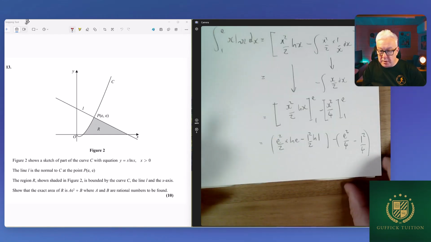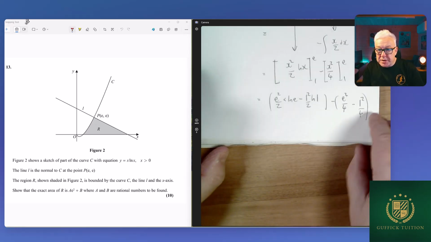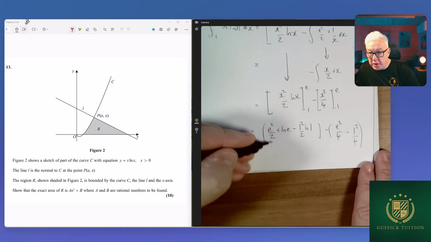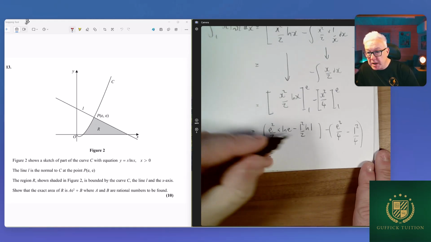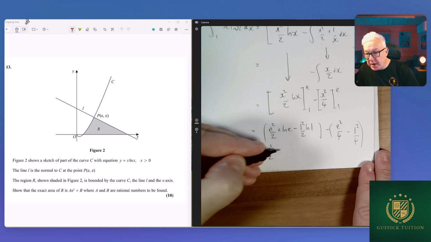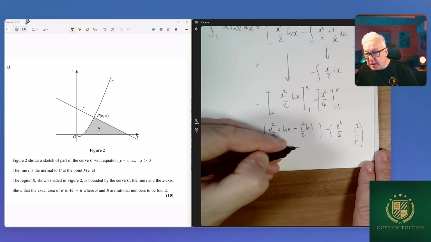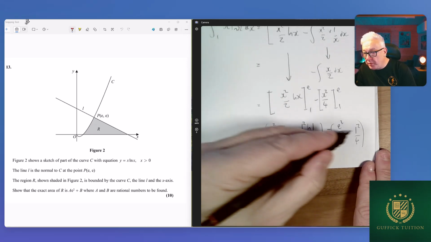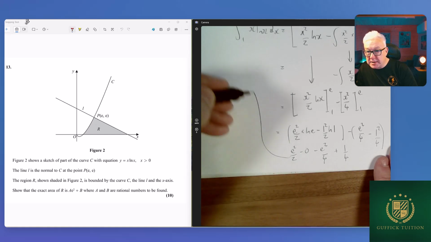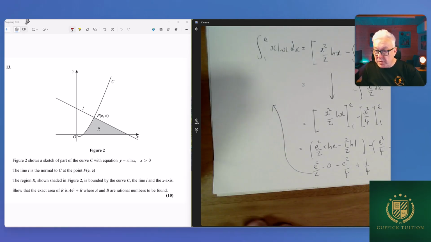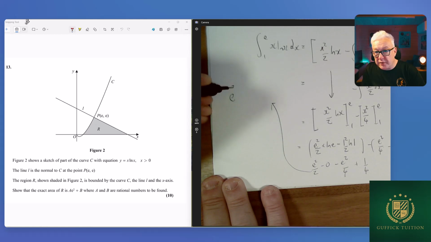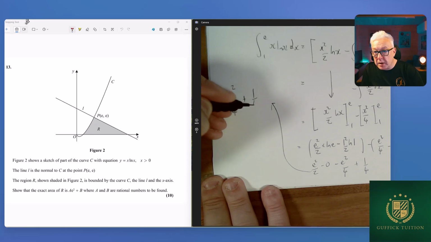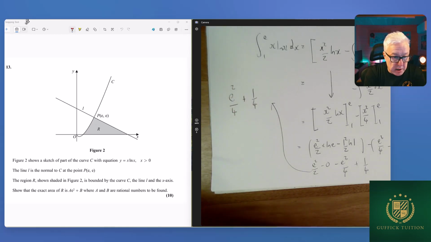Okay, so let's evaluate those brackets now. So what's that going to go to? Ln of e is 1, so that's going to be e squared over 2. Ln of 1 is 0, so it's going to be e squared over 2 minus nothing. And then we're going to have minus e squared over 4 here, and we're going to have plus 1/4 from that. So let's collect that together. We've got e squared over 2 minus e squared over 4 is going to be e squared over 4. So e squared over 4 plus 1/4. Okay, right, so that's what we have got so far.